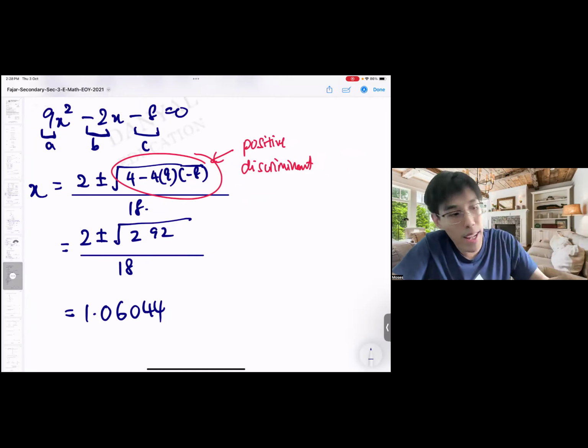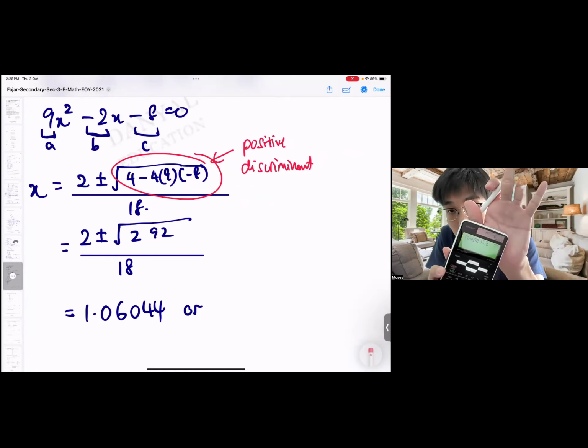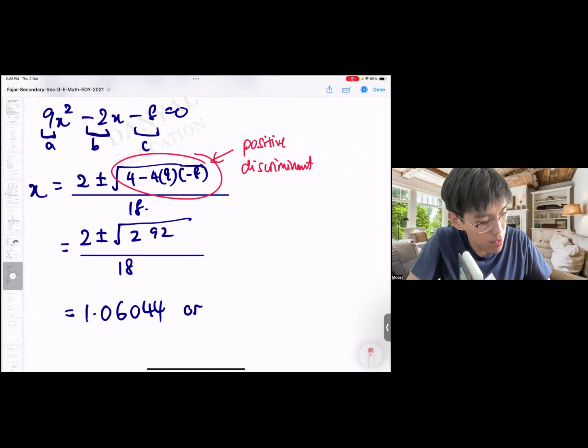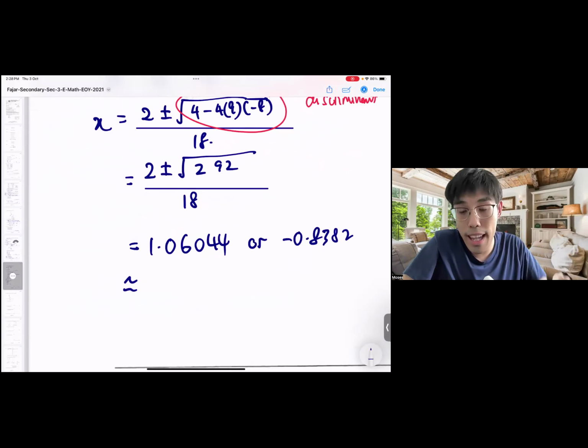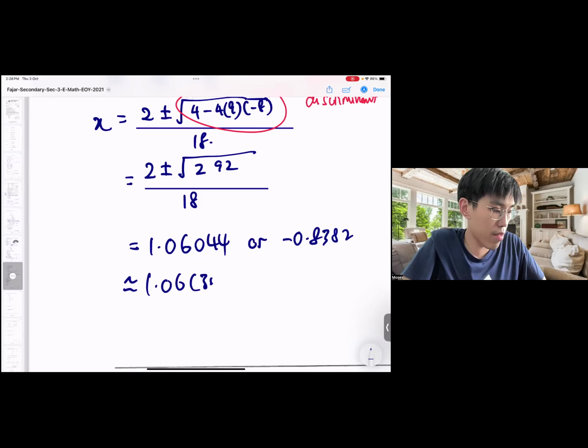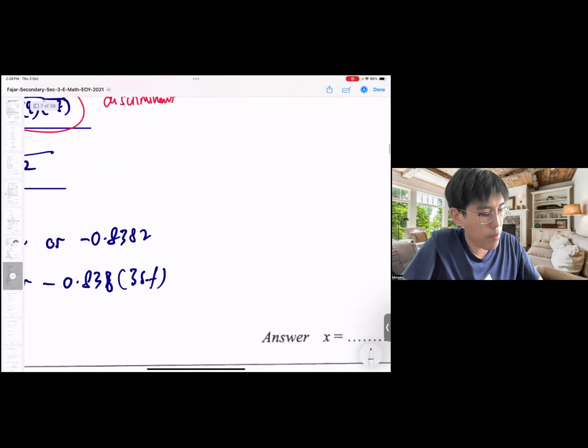But you must know that there are two values, because for the other one the sign becomes a minus. So we take it out and change it, then you press again. You get this ugly looking negative 0.8382. Then we round these two values off to 3 significant figures to be given in the answer line. So it's 1.06 or negative 0.838 to 3 s.f.